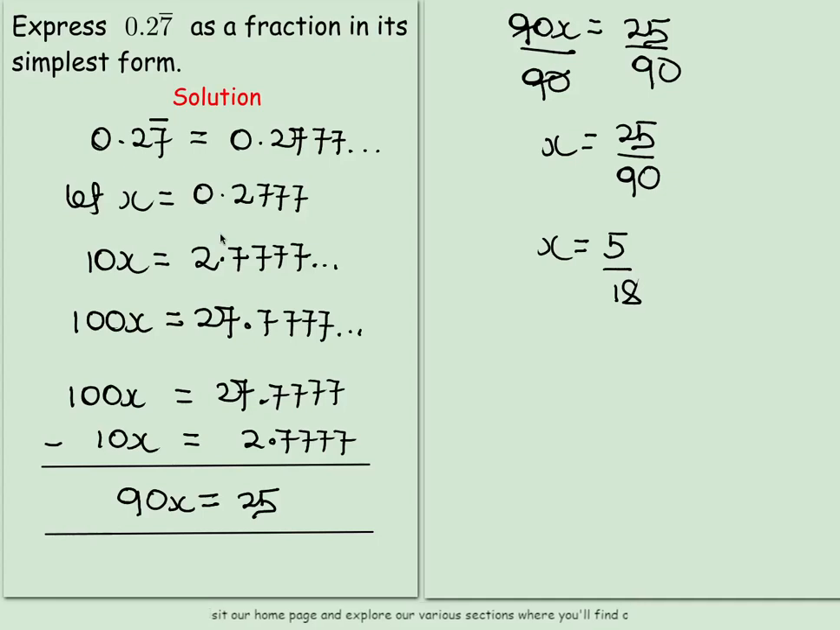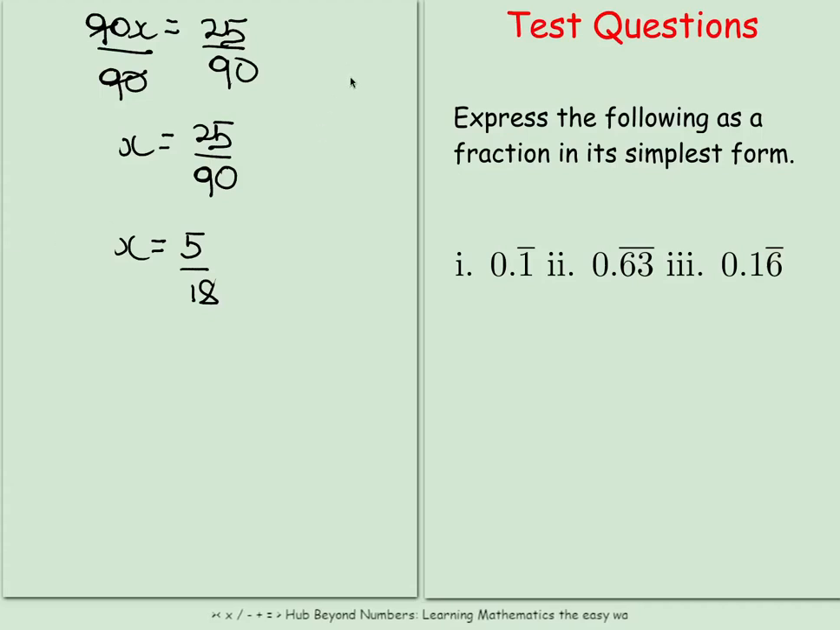As usual, I'll leave some exercises for you to try your hands on. So here are just 3 you can try on your own. It says express the following as a fraction in its simplest form. The first is 0.1 with a bar on 1, then 0.63 with a bar on 63. Then the third is 0.16 with a bar on the 6.